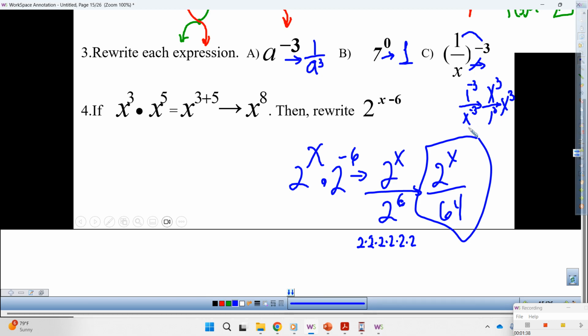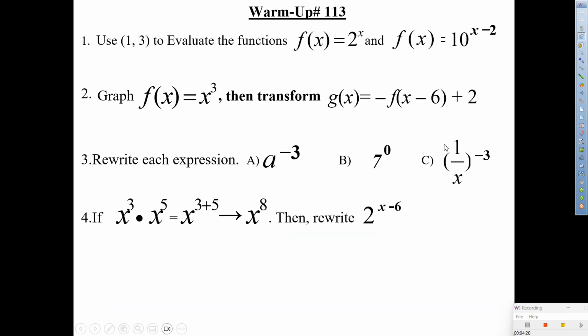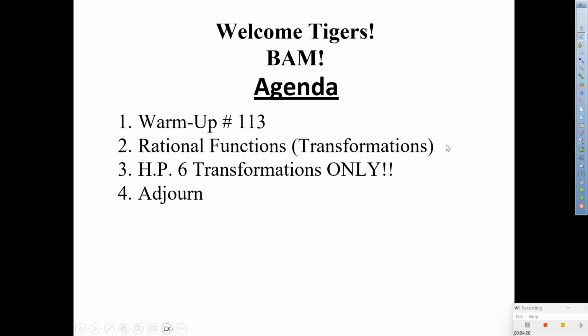And if you got that by yourself, make sure you send that in, please. Copy the agenda. Warm-up 113, rational functions. In parentheses, I wrote transformations. And tonight you're going to have 6 of them, 6 transformations.